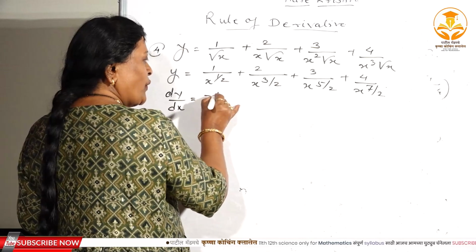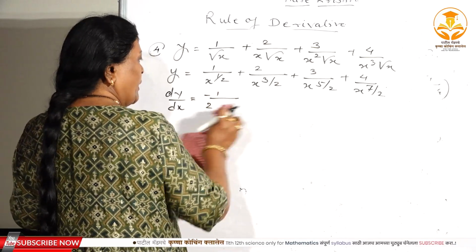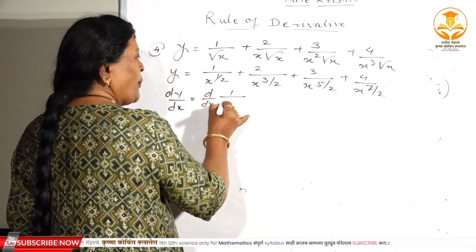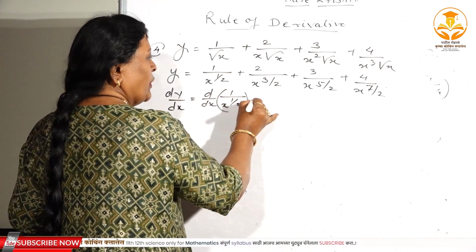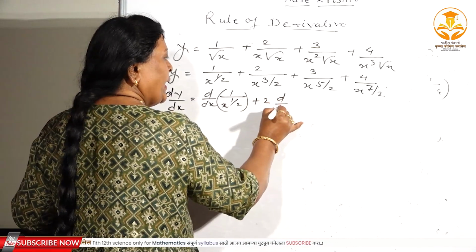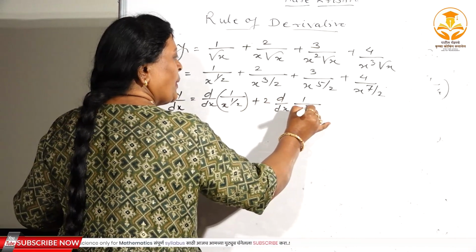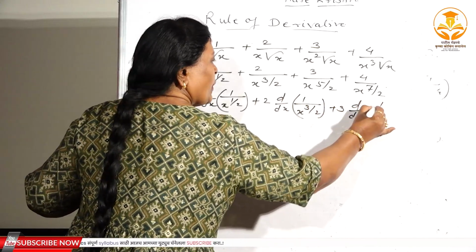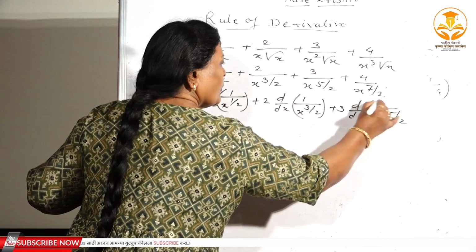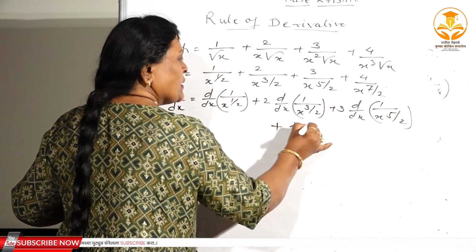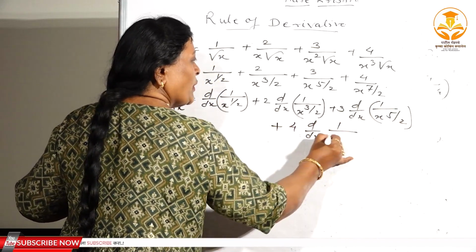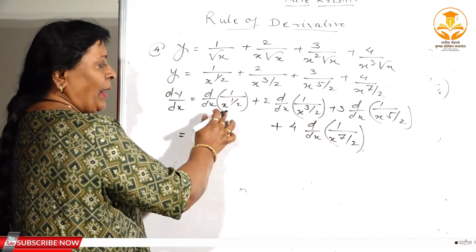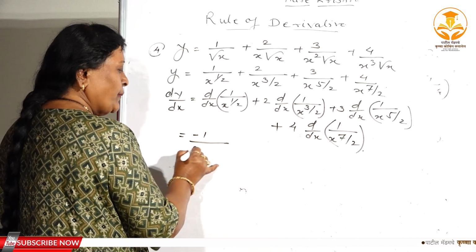Here minus n means minus 1/2. One minute. Say, take d/dx of 1 upon x to the power 1/2. 2 remains as it is. d/dx of 1 upon x to the power 3/2. 3 remains as it is. d/dx of 1 upon x to the power 5/2. Again 4 remains as it is. d/dx of 1 upon x to the power 7/2. Right? See, minus n means minus 1/2.